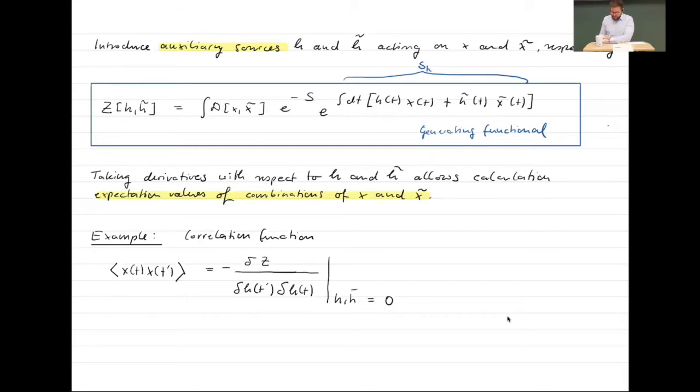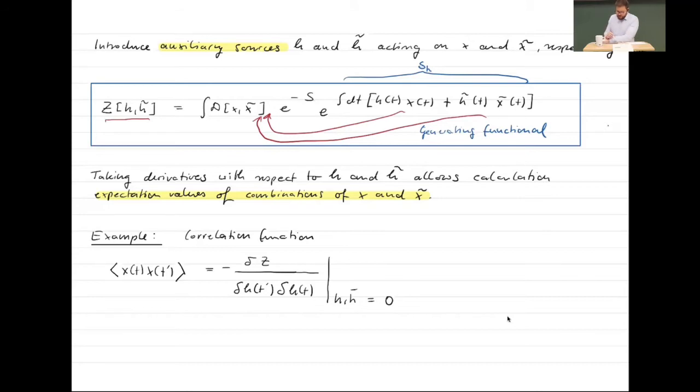And the reason why we added them is that if we take derivatives with respect to these fields, H, these external forces or external fields, what will happen is that each time, because this is an exponential, the X or the X tilde will go down here. And if we take these derivatives, we can therefore get expectation values of combinations of the X and X tildes just by differentiating this generating functional with respect to these weird virtual fields. And when we've done that, we have to remove these fields again. So we have to set them back to 0.